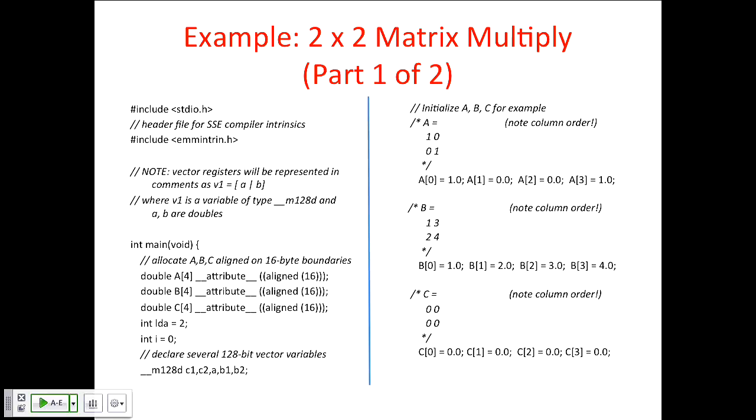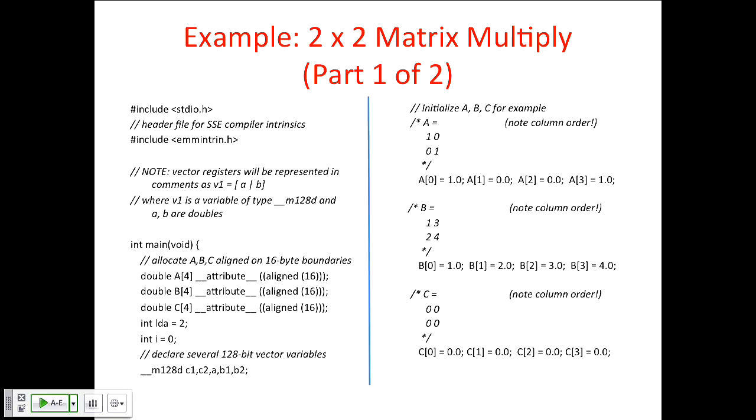But we want to use the aligned versions of the MMX instructions for performance. And that means we have to make sure the vectors in memory are aligned. And in C, you can do that with this annotation on those.